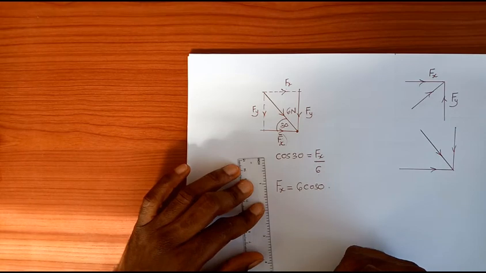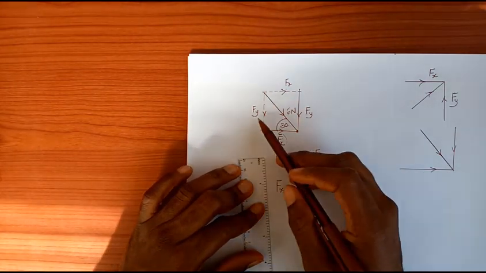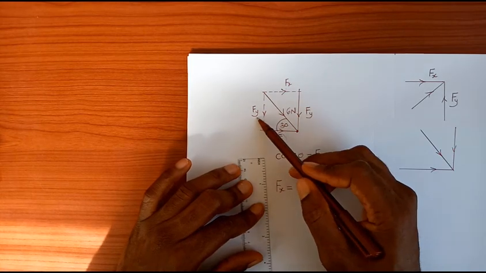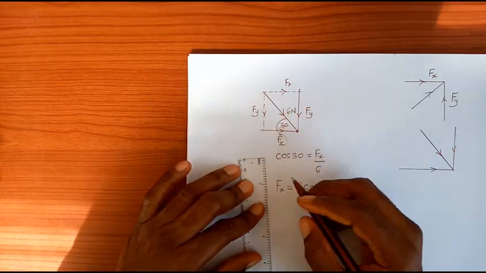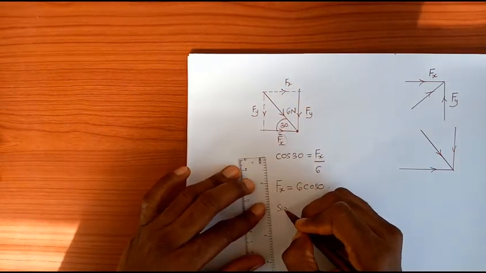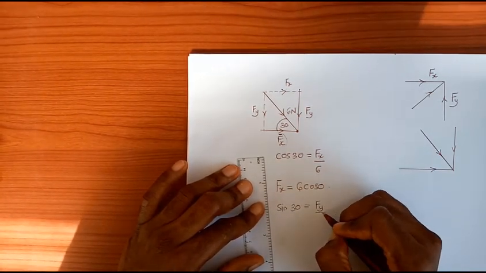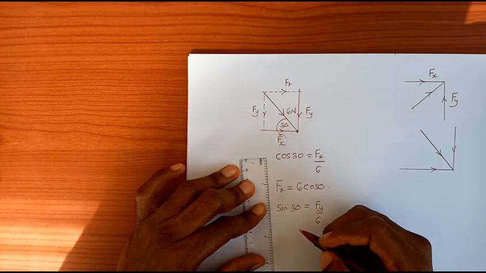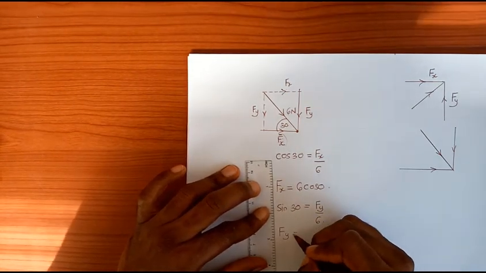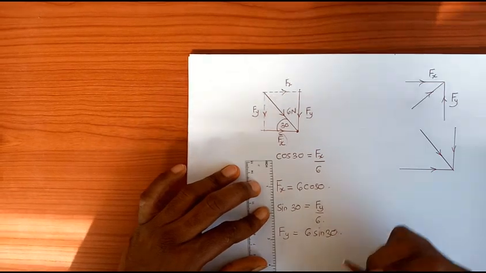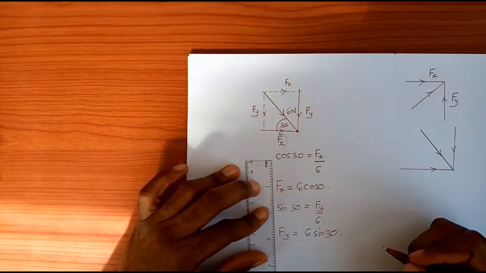Hope you understand. Let's go to our y component. Our y component is here, so it has to be in my equation. So I'll be using opposite and hypotenuse. So I can say sine 30 equals Fy over 6. So Fy equals 6 sine 30. So this is how I'll represent it.